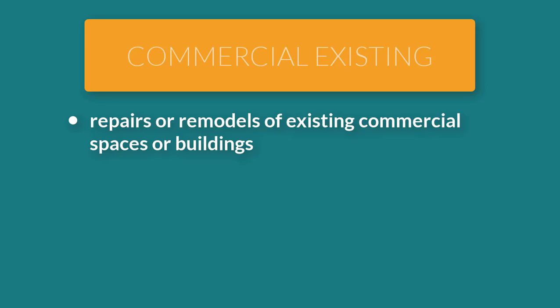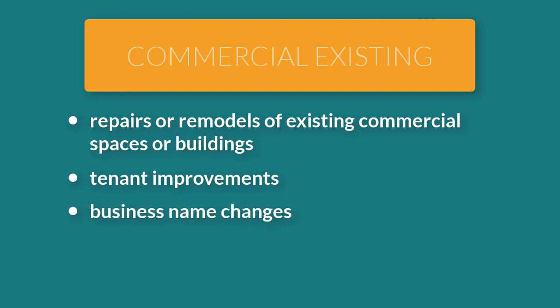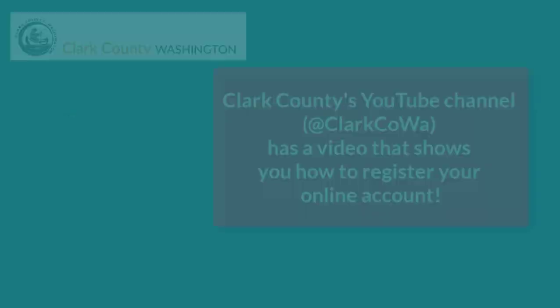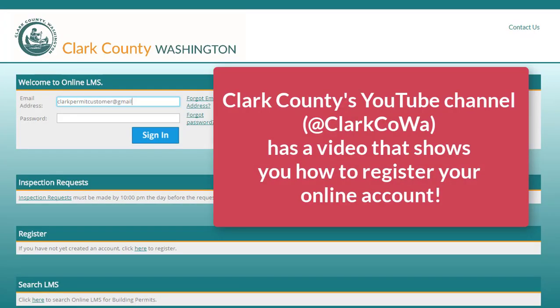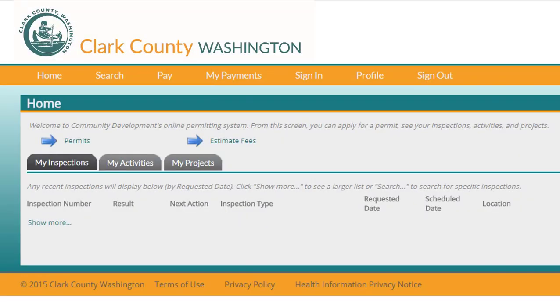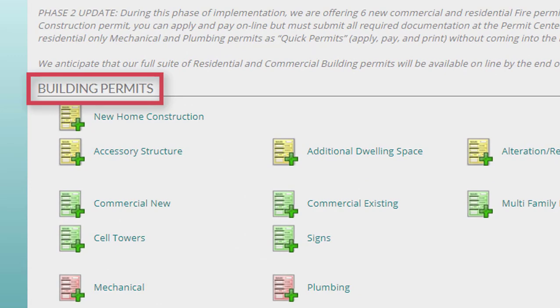You can refer to the commercial category handout to help you determine your permit type and scope of work. Commercial existing permits should be used for repairs or remodels of existing commercial spaces or buildings, tenant improvements or business name changes, the construction of demise walls in an unoccupied space, or minor construction associated with a business's move into an existing space. The first step in your permit application is to log in to your CC LMS online account. Select Permits. Under Building Permits, select Commercial Existing.